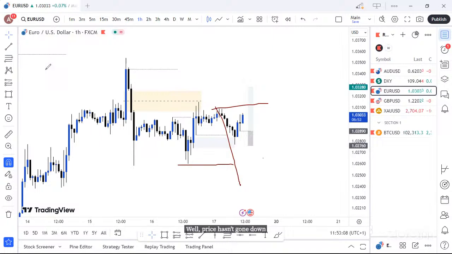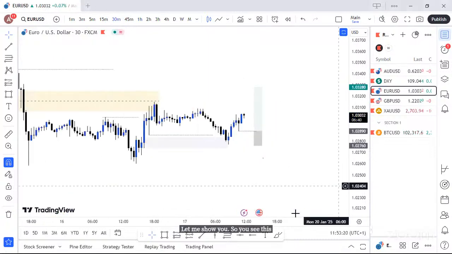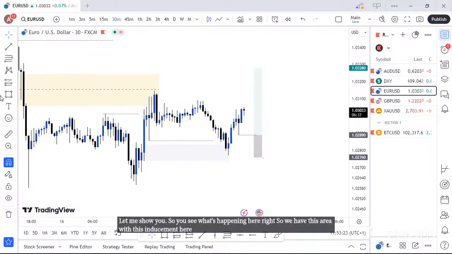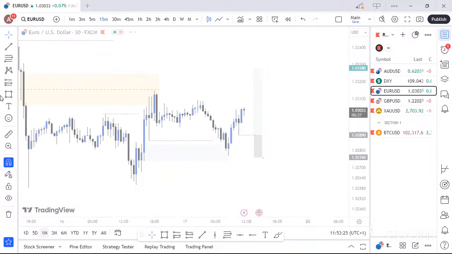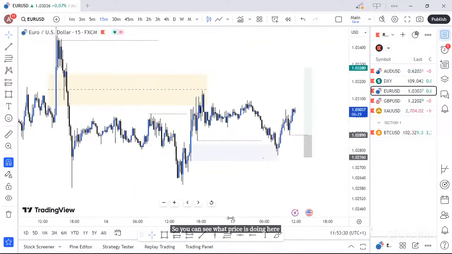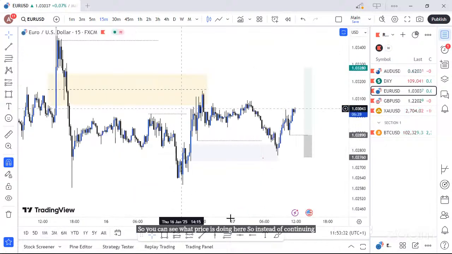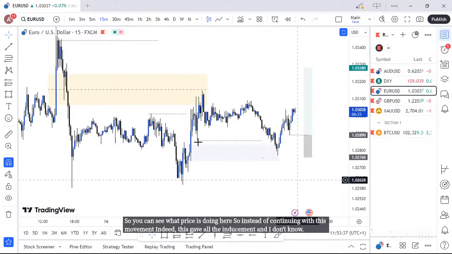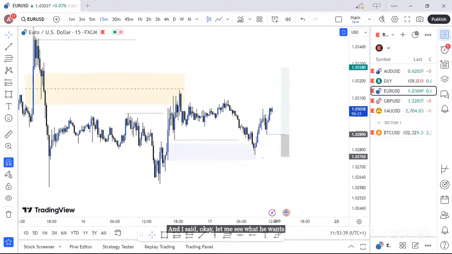Now what is price doing? Price instead is reacting to some demand. Let me show you. So you see what's happening here, right? We have this area with this inducement here. You can see what price is doing here. Instead of continuing with this movement, it did this, gave us the inducement here, and it has gone up. And then I said, okay, let me see what it wants to do. It has still come back inside this zone.